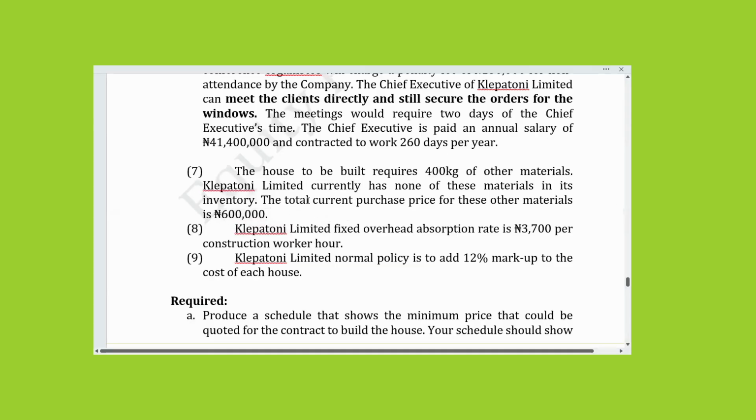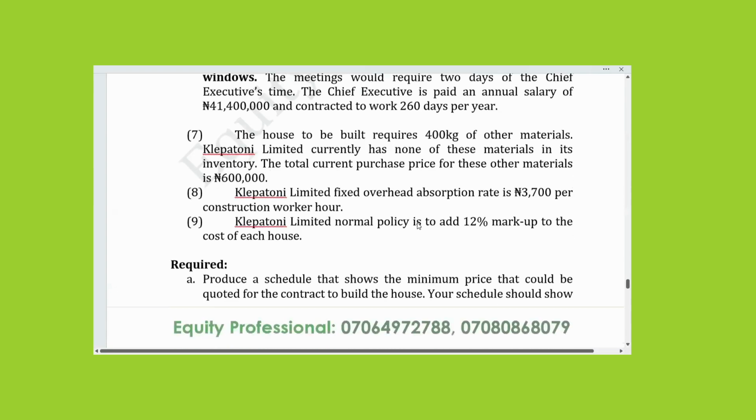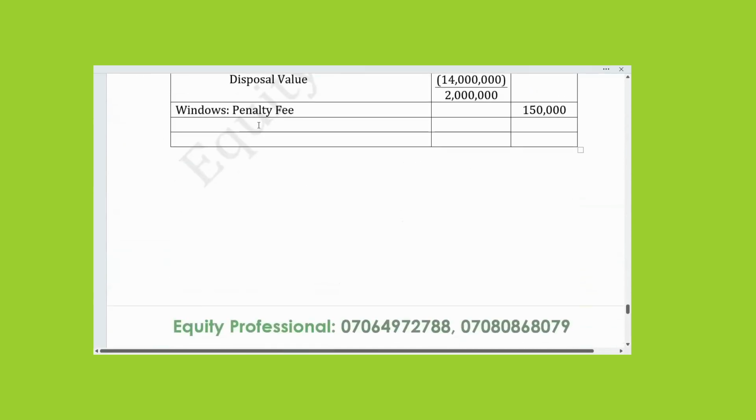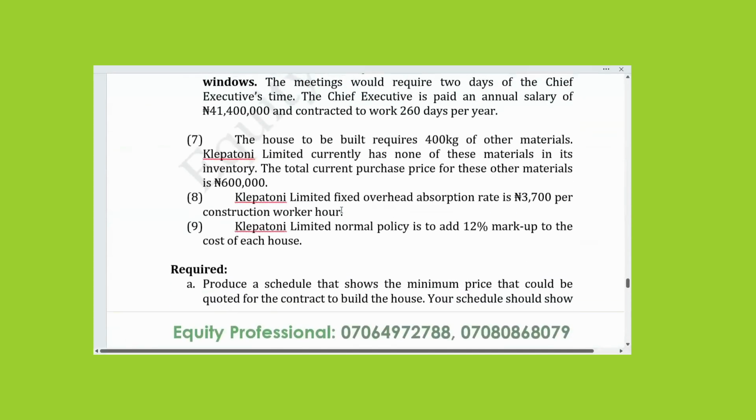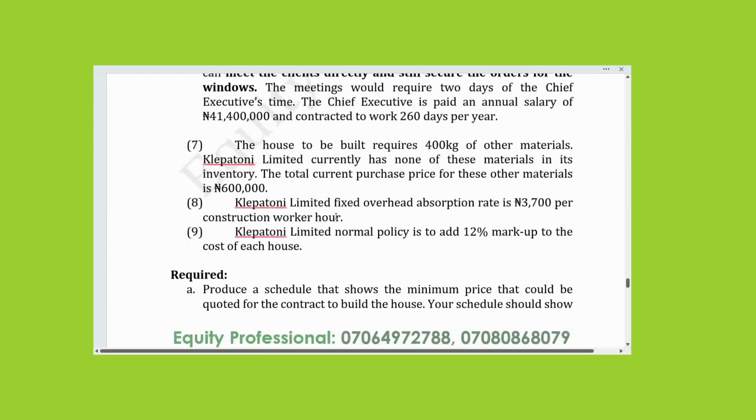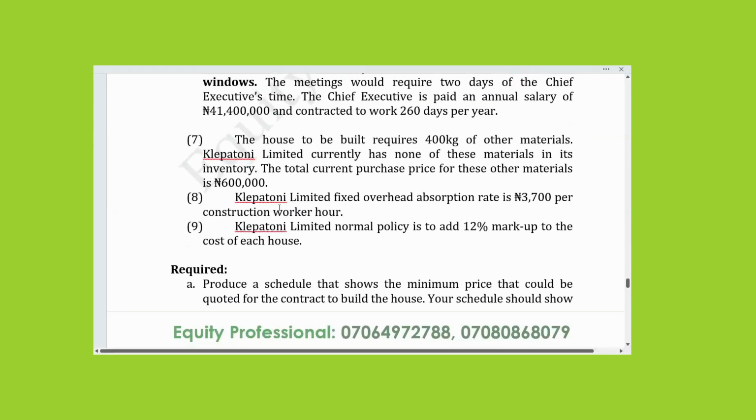But if you are told that it is 600,000 naira per kilogram, then you can multiply 600,000 by 400. But as it is, the entire cost of the other material is 600,000. Okay. Other materials, 600,000. Next, you can see performance management is sweet. It's very sweet if you understand the concepts.